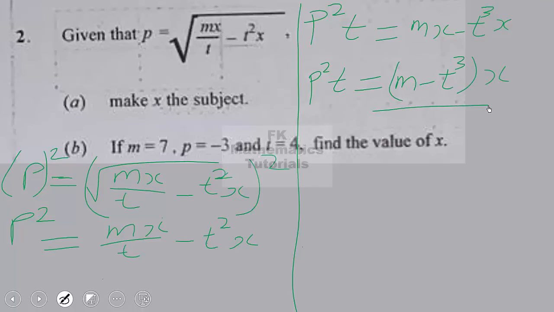So dividing both sides by m minus t cube, our x is now equal to b squared t over m minus t cube.